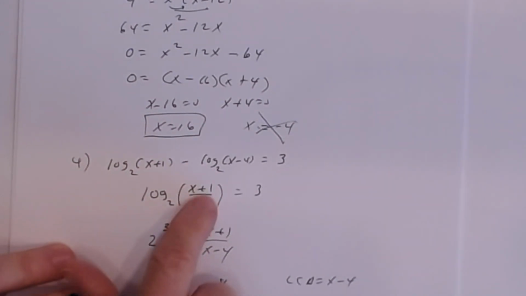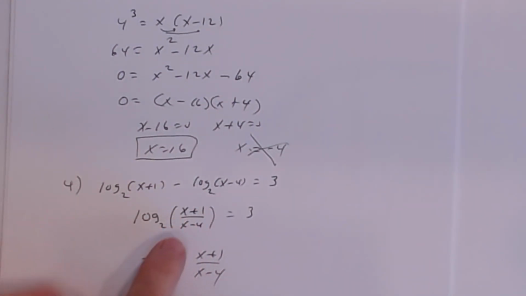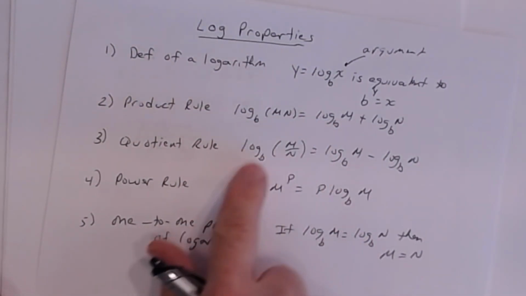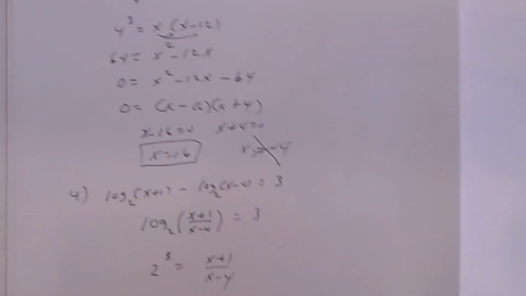Subtraction becomes division. So here we use the product rule. Here we use the quotient rule. So product rule, quotient rule. Okay? All right, let's look at number 5.